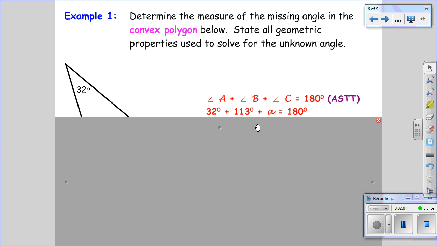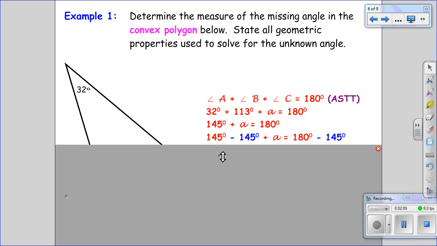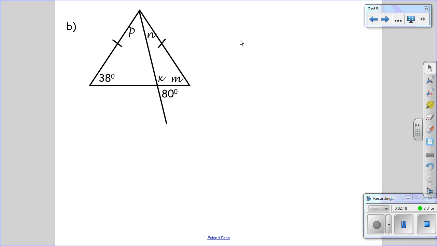And again, my knowledge of solving equations tells me to add 32 and 113 together. And then to isolate for A, I need to subtract 145 degrees from both sides of the equation to keep the equation balanced. And we end up with A is 35 degrees. Pause the video for a minute and try and think about what you know for this shape.